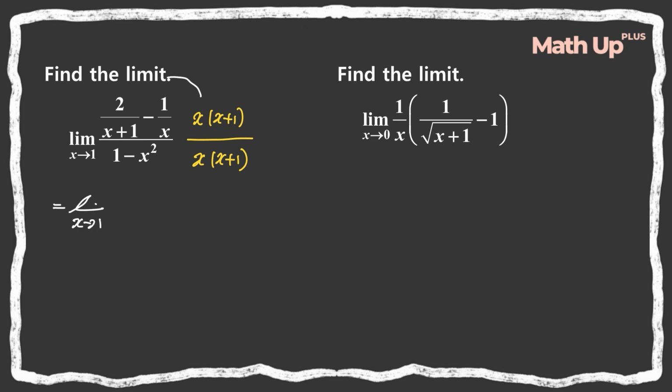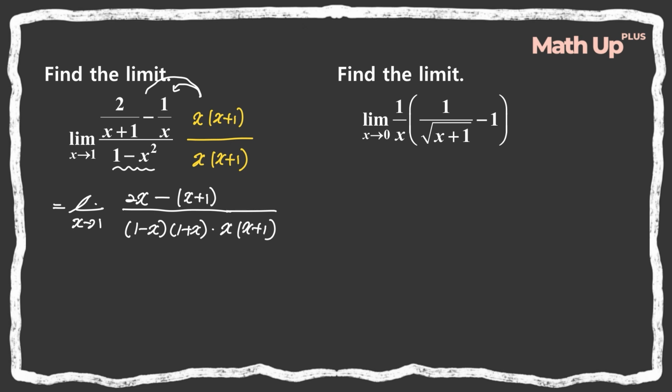If we multiply this way, then the numerator is going to be 2x minus this term times this, which is x plus 1, right? In the denominator, if we factor this, that's going to be 1 minus x times 1 plus x, and we have x plus 1, right? So if we simplify the numerator, that's going to be x minus 1, and then this limit is equal to the limit as x approaches 1.